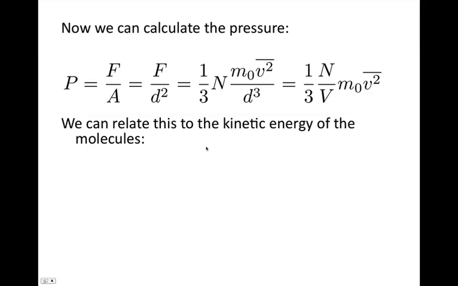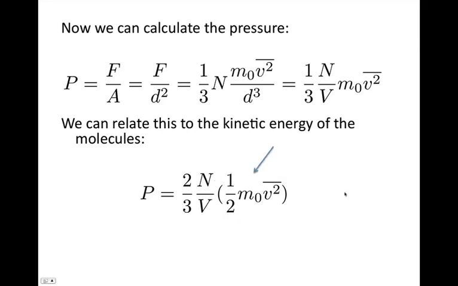Now we can relate this to the kinetic energy of molecules. Kinetic energy is given by a half mv squared, so we need to put a factor of a half in here. If we want to write a half there, we'll need to put a 2 up here so that we're not changing the total expression. So we can write P is equal to 2/3 n on V times a half m0 v squared, and this term here is the average kinetic energy of the molecule.